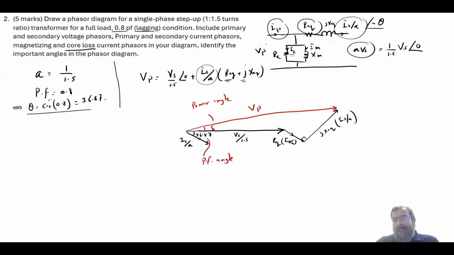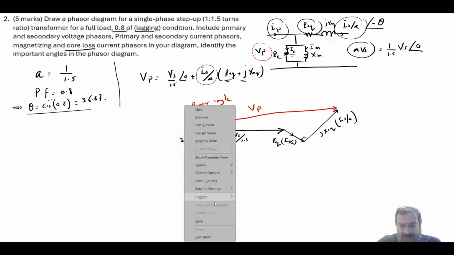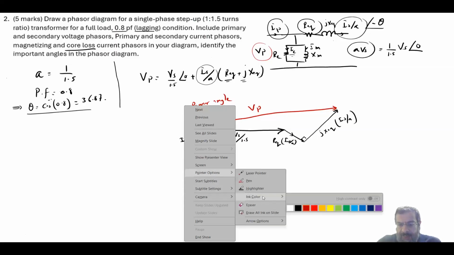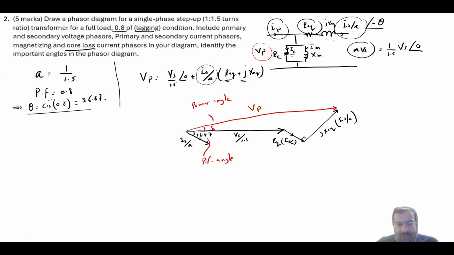Okay, now it still says here find the core loss current, which is IC. Now IC and VP are in phase. Why in phase? Because RC doesn't change the angle. So let me again change the color here to have something different. So basically here you will have your vector, which is your IC. It is in phase with VP because your VP is IC times RC. So they will be in phase.